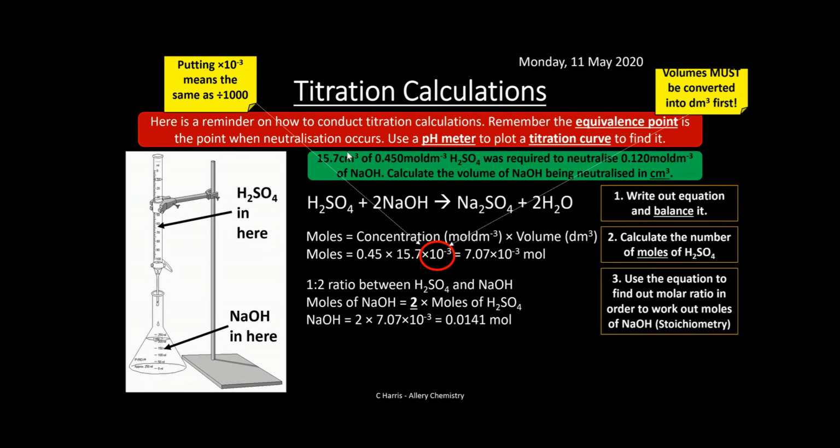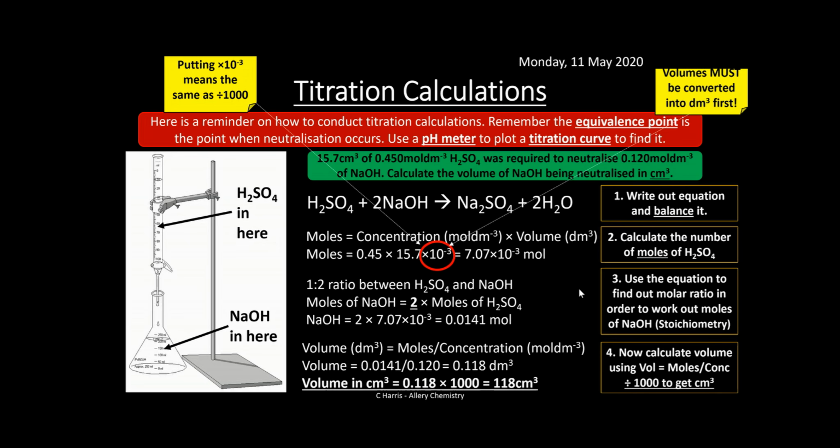So then we use that equation that we've just written out there before to find out the molar ratio in order to work out the moles of sodium hydroxide. So we'll call it stoichiometry. There is a 1:2 ratio between sulfuric acid and sodium hydroxide. So the moles of sodium hydroxide is 2 times the moles of sulfuric acid because we've got a 2:1 ratio. So sodium hydroxide is 2 times 7.07 times 10 to the minus 3, which is going to give us 0.0141 moles. Then once we've done that, we can calculate the volume using volume equals moles divided by concentration.